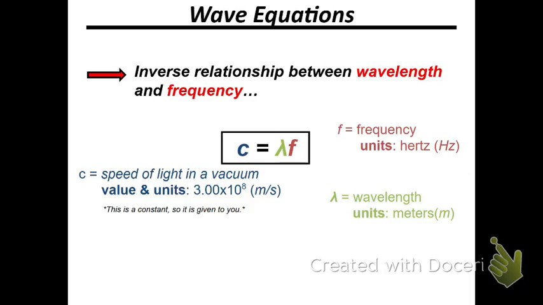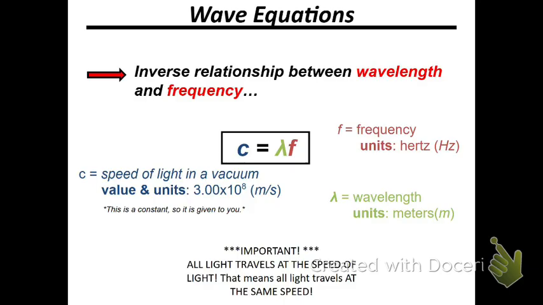Now before I move on, it's important for you to note that it doesn't matter if you're working with radio waves or if you're working with visible light, red light, purple or violet light, X-rays. It doesn't matter how dangerous or energetic something is. All light travels at the speed of light. That means all light travels at the same speed in a vacuum. For the purposes of this class, all of our reactions, all of our calculations, are going to happen in a vacuum. So all light travels at the same speed.